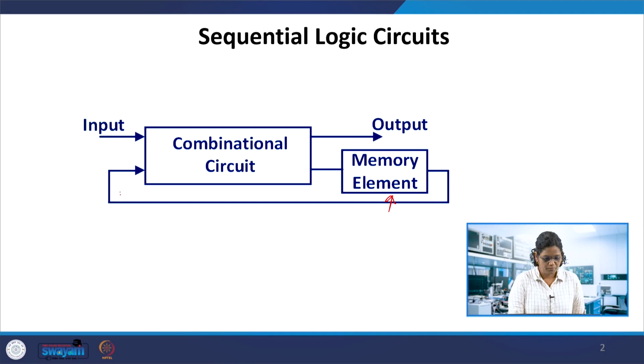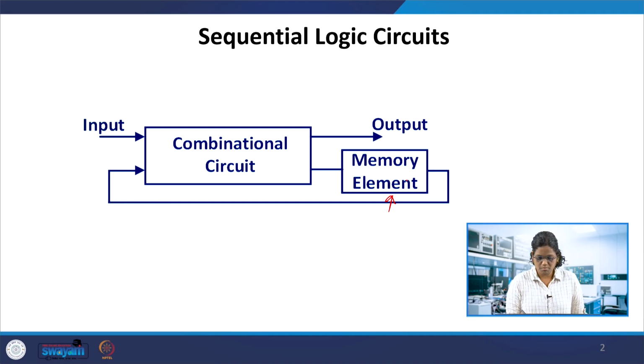So the output depends on both the current input and the past values also. It can be a past input, or a past state, or a past output. So this involves the memory element, which stores the past values. It can store the past inputs or the past outputs.